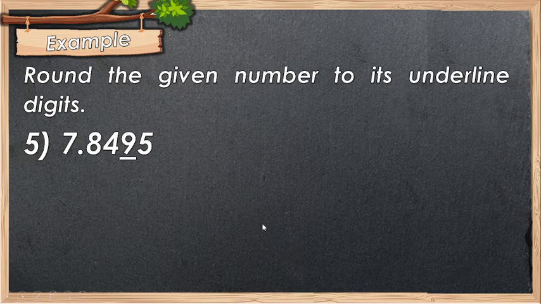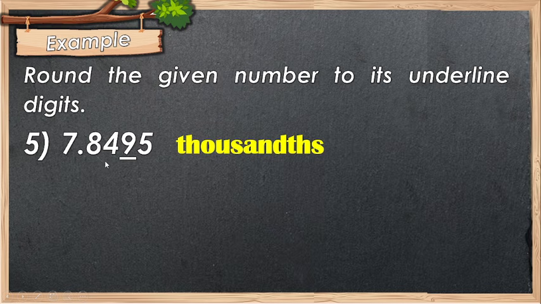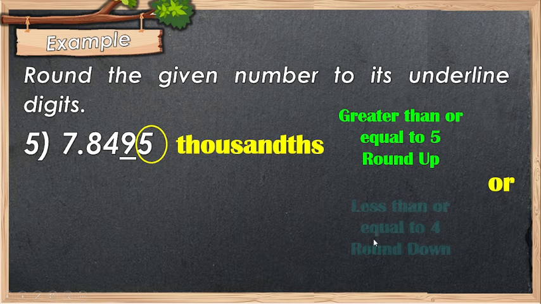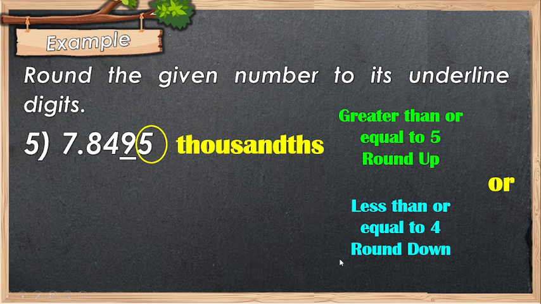Number 5. We have 7 and 8,495 ten thousandths. The underlined digit is in the thousandths place again. So, look at the digit to the right of 9. The answer is 5. Is it greater than or equal to 5? Round up. Or less than or equal to 4? Round down. The correct answer is greater than or equal to 5. Round up. You need to plus 1 to 9.